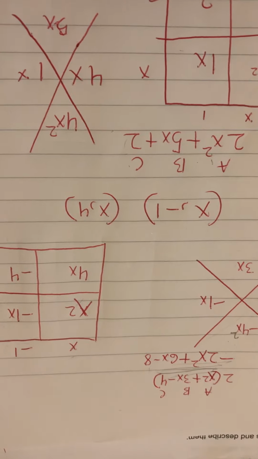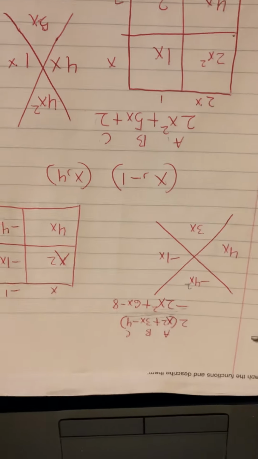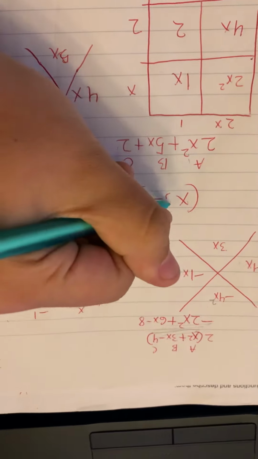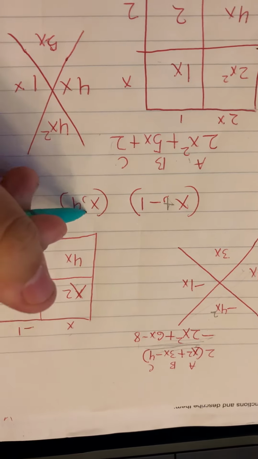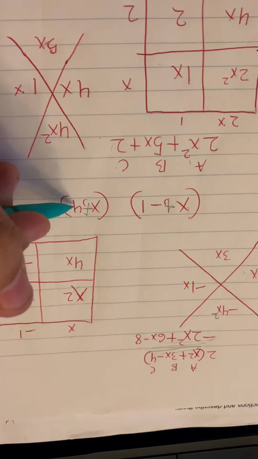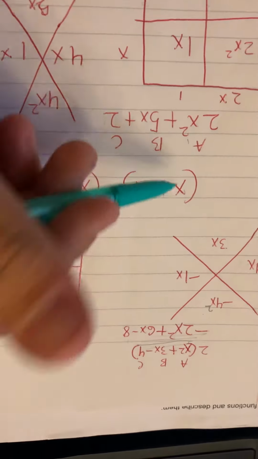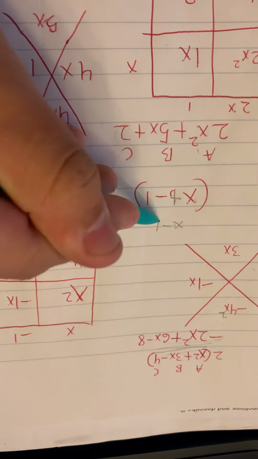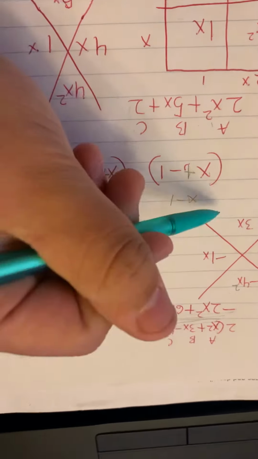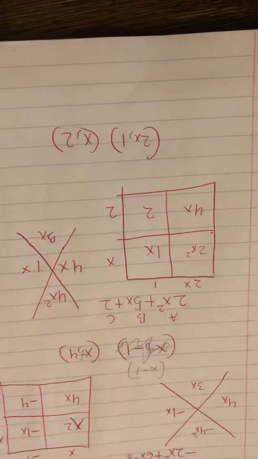So the way we factor this is x plus negative 1 and x plus 4. No. It'd be x negative 1, x minus 1, because of this negative here. Moving on to the next one.